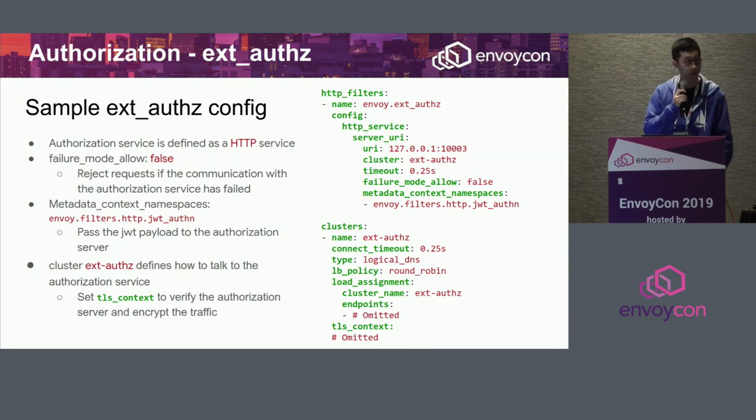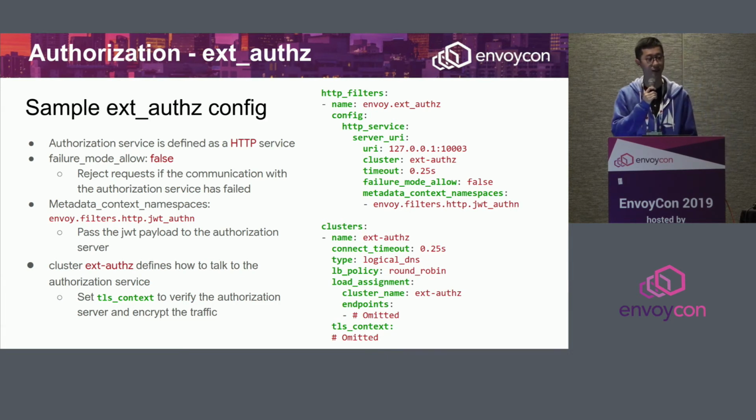Next is a sample config of the external authorization filter. So first, the authorization service is defined as an HTTP service. We set the failure mode allow to false, which means we will reject requests if the communication between Envoy and the authorization service has failed. It includes a metadata context namespaces, which means it will pass the JWT payload authenticated by the JWT filter to your authorization server. So you can do custom authorization logic based on the JWT identities.